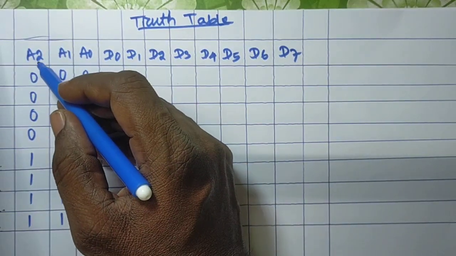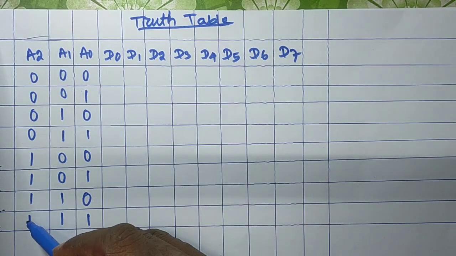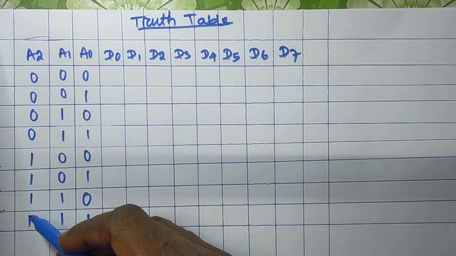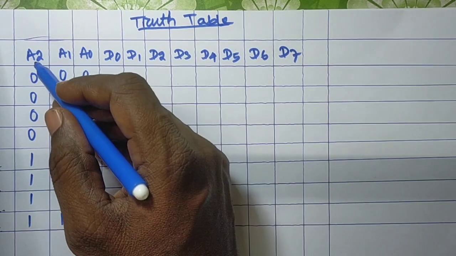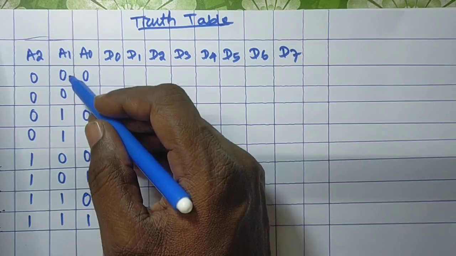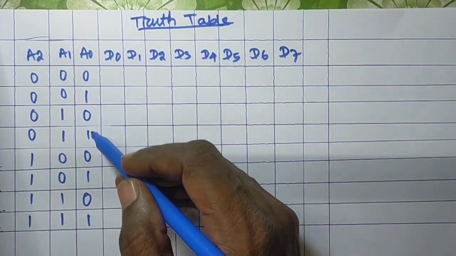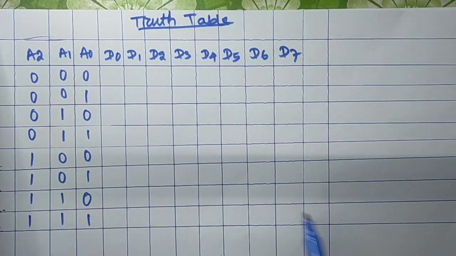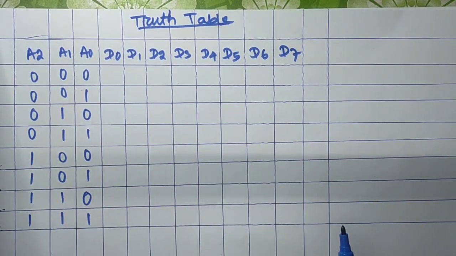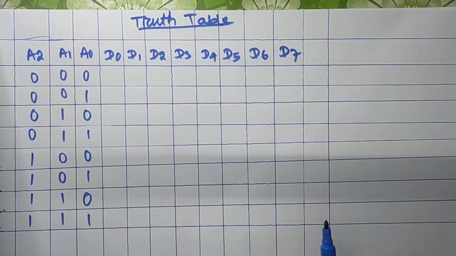Then first, all four is 0, all four 1 is... all remaining four is 1, like this. For A2, again divided by 2, then 2 0, 2 2, 2 0, 2 1, 2 0, 2 1, like this. Next, 0 1 0 1 0 1 0 1 divided by 2 2 2. Then, in a very easy way, we can take these inputs. Okay, now we can find out what the values are.